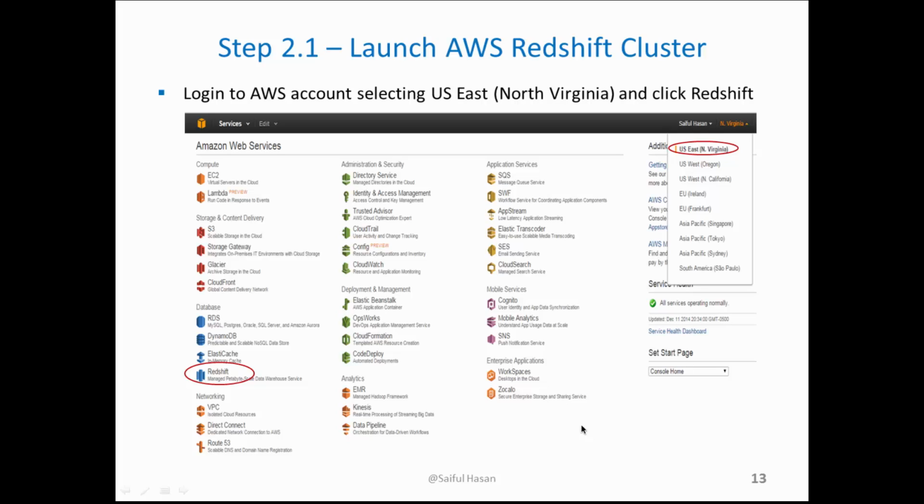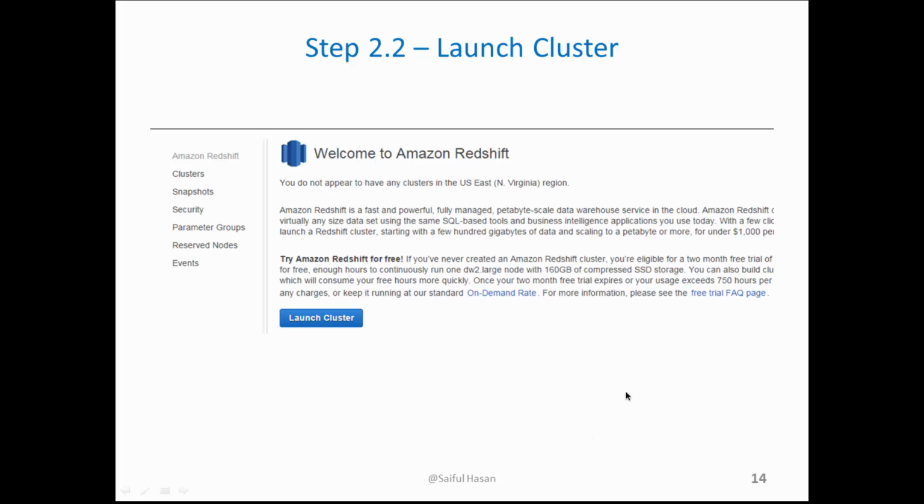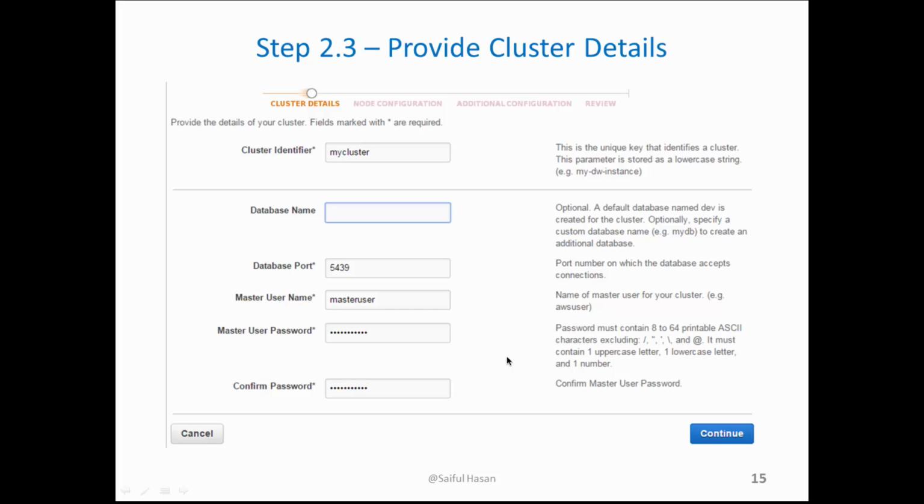So in step 2.1, we log into the AWS console, and when we do that, I selected my region to be US East, and that brings up the AWS console, and we select Redshift. When you click Redshift, you get to this screen. You will select cluster here, and then click launch cluster. That's all. This brings you to here. Here we provide the cluster details, name the cluster, give the port number to be open, the database port, the master username, and the password. And click continue.